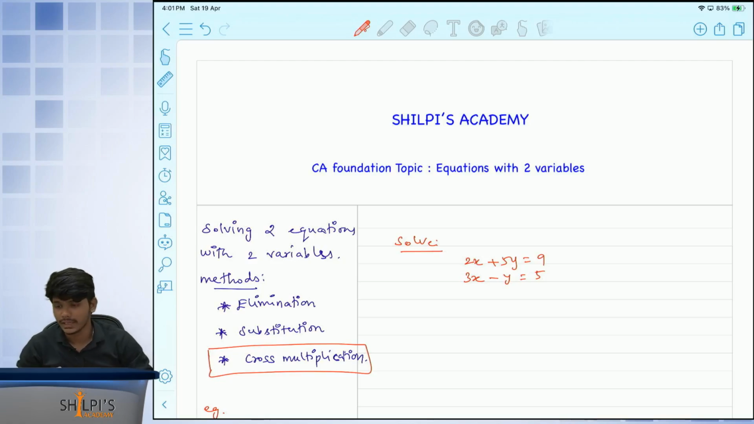Hello students, here we are going to learn how to solve linear equations with two variables. To find the answer for two variables, we need at least two linear equations. We have methods to solve linear equations: the elimination method, substitution method, and cross multiplication method. In this video, we are going to see how to solve linear equations with the cross multiplication method.